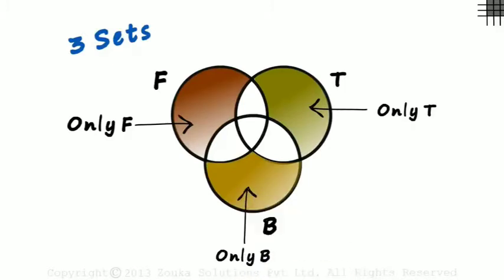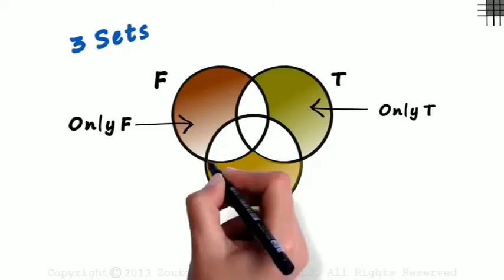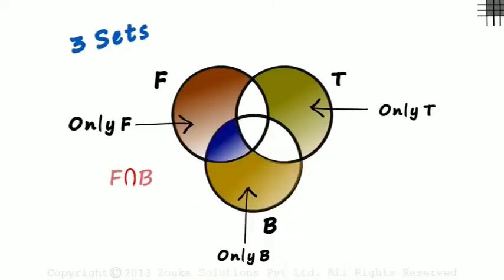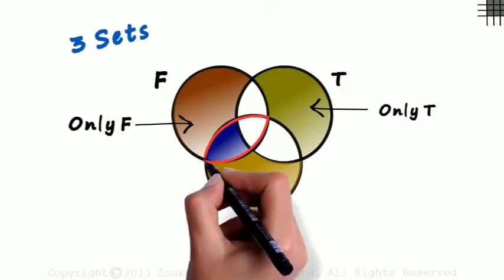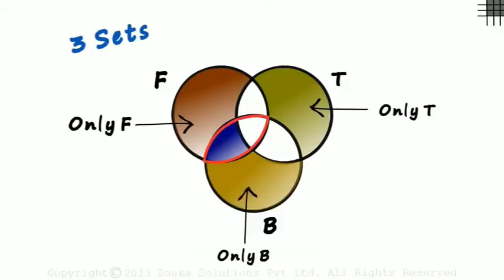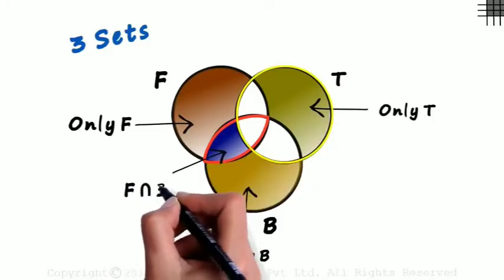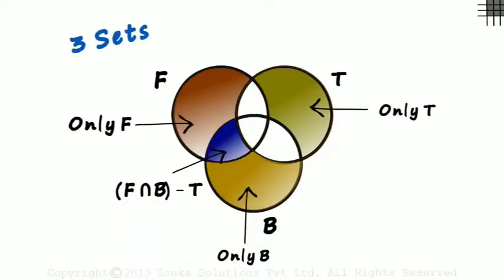Now the next one is a very tricky question. Look at this region. Is it F intersection B? That's not correct. Don't worry if you thought this is the answer. This is where many go wrong in a three-set Venn diagram. This region is F intersection B, but in the blue region we just marked, observe that we have included nothing from set T. So this blue region is F intersection B minus T.